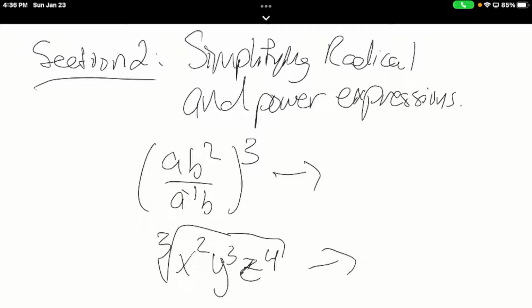Okay? So I'm just going to run through a bunch of examples for you of stuff that you might see to be able to help you out as much as possible. Your goal is to try the problems yourself before seeing how I do them. Okay? So let's say I start you off with something like this. I'm going to ask you to simplify this radical expression.